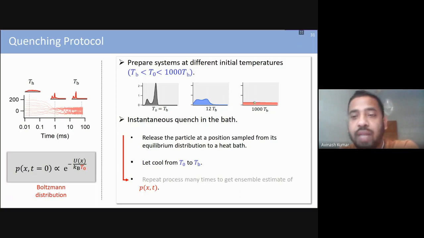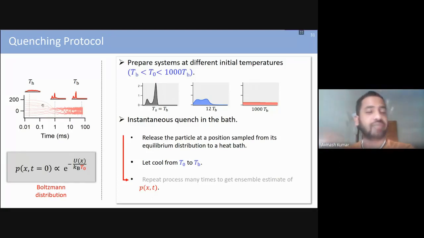So you sample a position from here, and then you take your particle there and release it until it reaches thermal equilibrium. And then you repeat this process many times. Here, this is just an example with 10 traces, but actually we do like 1,000 runs to carry out this experiment. And then once you watch the system evolve from the initial temperature to the final temperature, you can create an ensemble estimate of the states of the system at any instant of time.